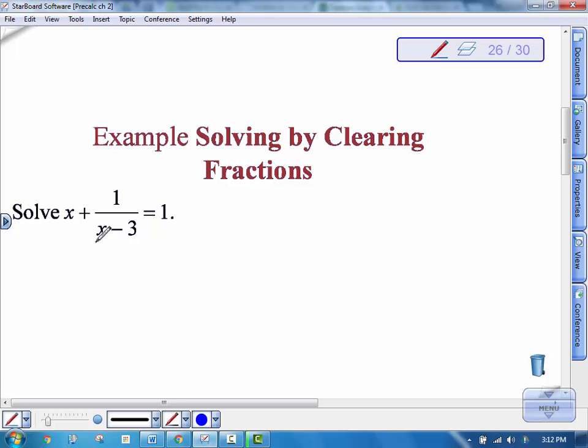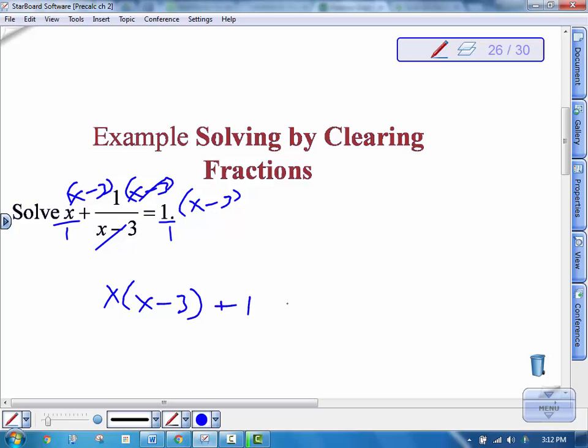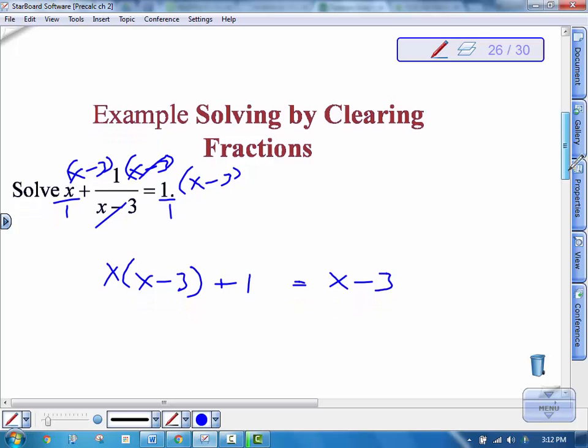Clearing fractions is definitely the way to go with these. So how to clear fractions is you multiply through by the least common denominator. Since these are all rational and they're all 1 in the bottom, I want to multiply through by x minus 3. It makes the problem so much easier. If you do that, you get x times x minus 3. These cancel, so that'd be plus 1 equals x minus 3. It instantly turned our rational equation into a very simple quadratic.